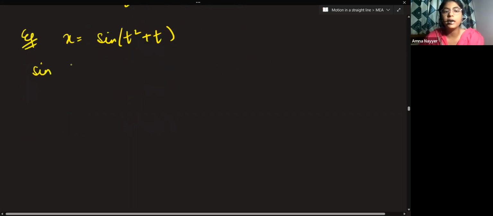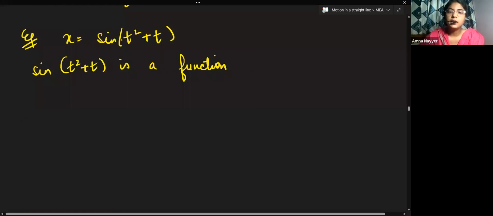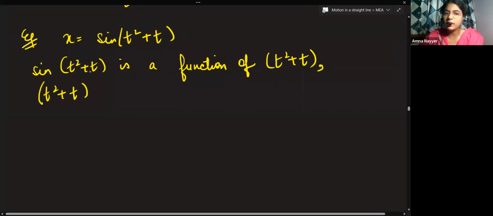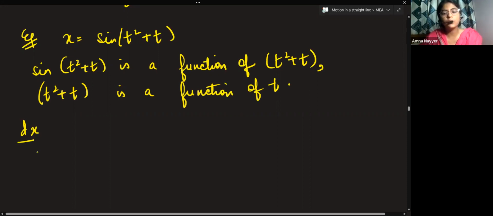First, you have to identify sine of t square plus t, this is the angle, no? Sine t, sine x, however we write it. This whole is a function of this t square plus t. And t square plus t, you know how to differentiate it? This is a function of t, so when you differentiate it, this is dx over dt.